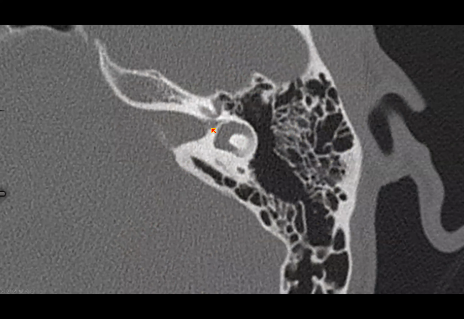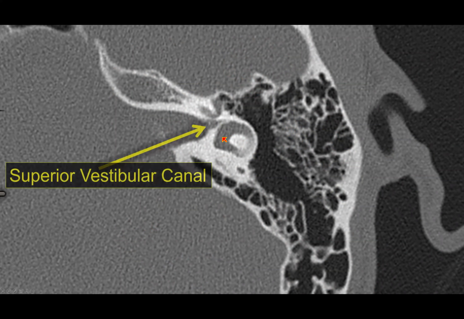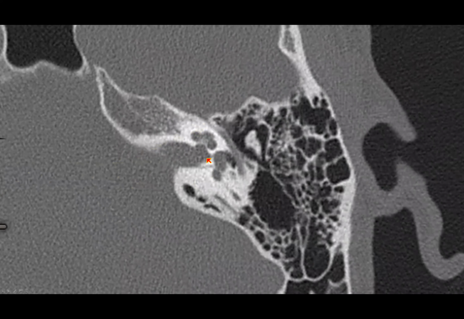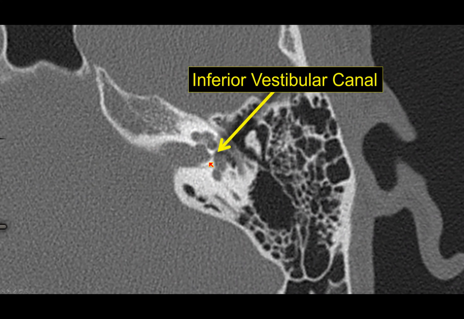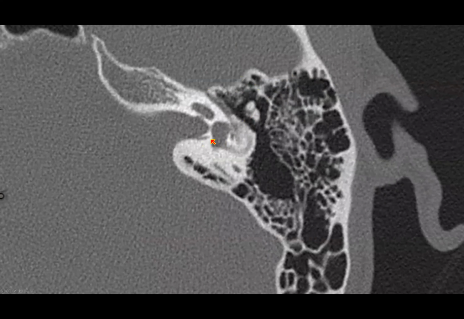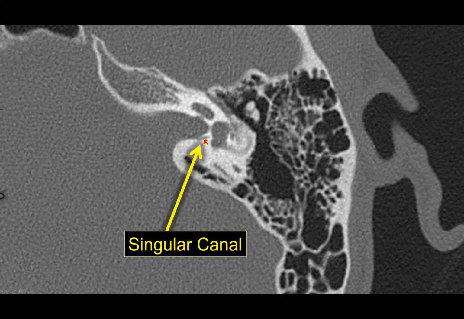Now, if we look closely, we can sometimes see these other channels. There's a little superior vestibular canal where the 3 branches of the superior vestibular nerve go. There's a utricular nerve, a lateral semicircular canal ampullary nerve, and a superior semicircular canal ampullary nerve that all go through the superior vestibular canal. There's a small canal more inferiorly, so that's the inferior vestibular canal. That just holds the little saccular nerve. And there's a little canal in the back that's by itself, so that's the singular canal, and that has the nerve to the posterior semicircular canal, the ampullary nerve, that goes through there.